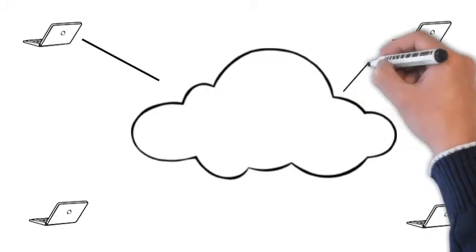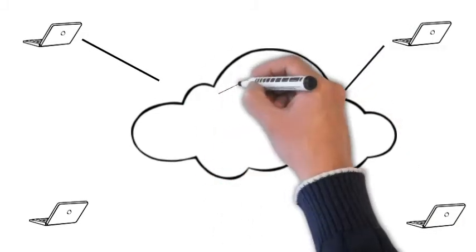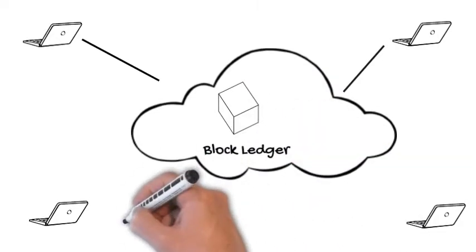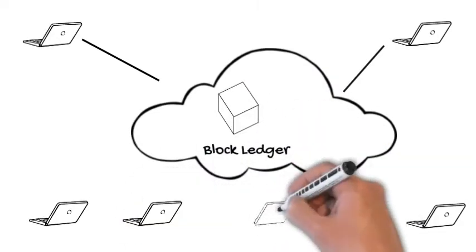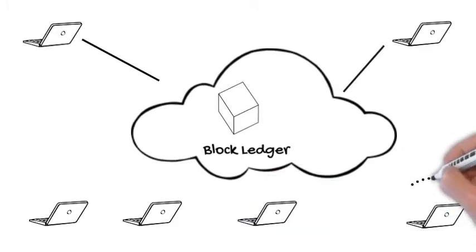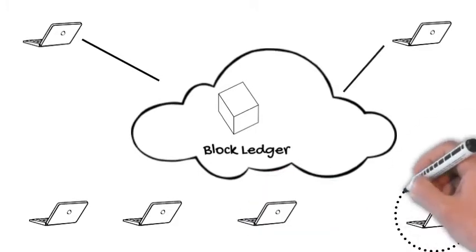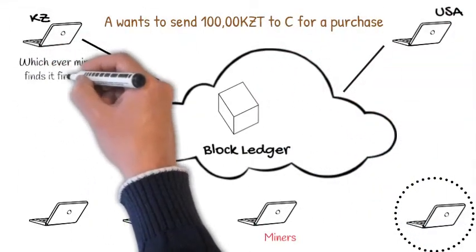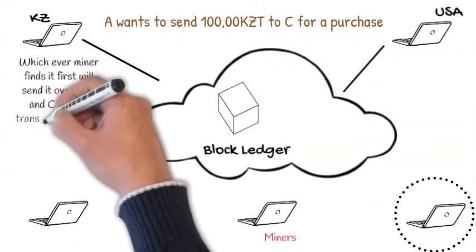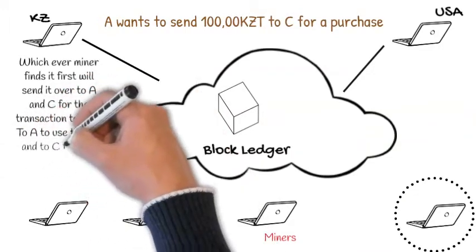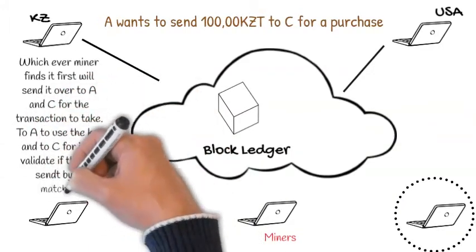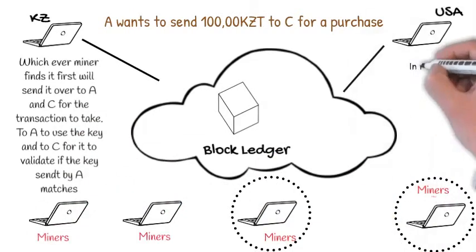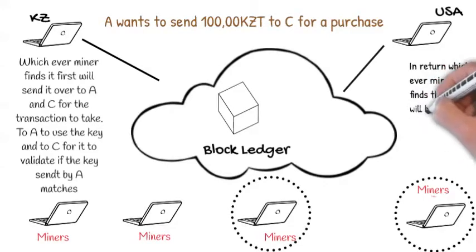Whoever finds it first will send it over to both A and C. And both A and C will use that private key to validate the transaction. So basically, when they send the money over, they will send the money over with the key. When Kazakhstan sends it over to USA, Kazakhstan will send the key. C will check if the key matches. If the key matches, then the USA will accept the money from Kazakhstan.